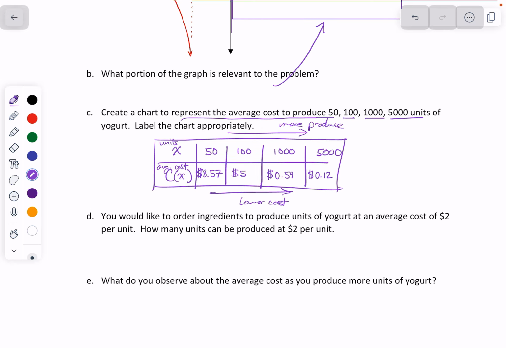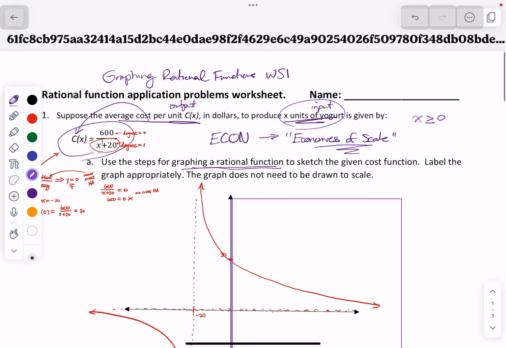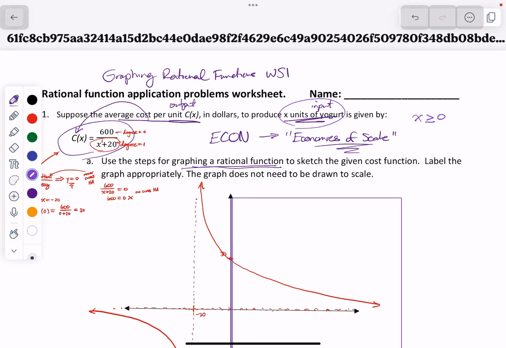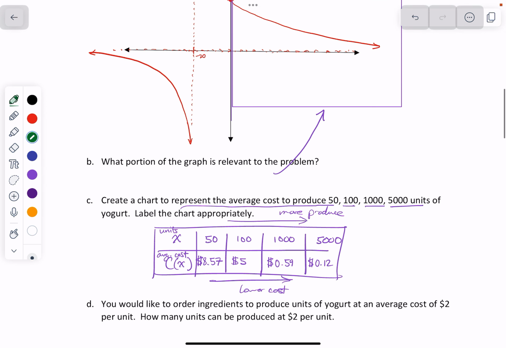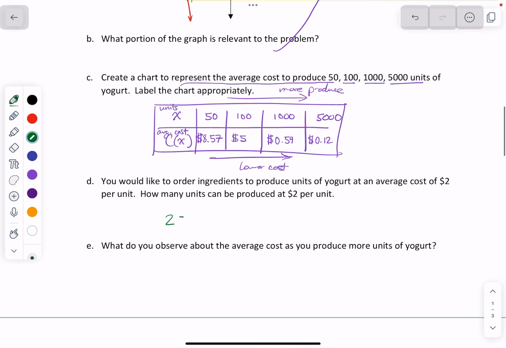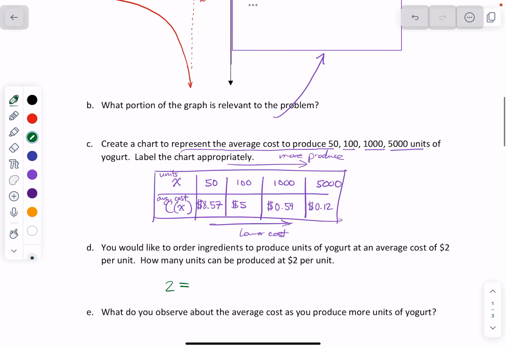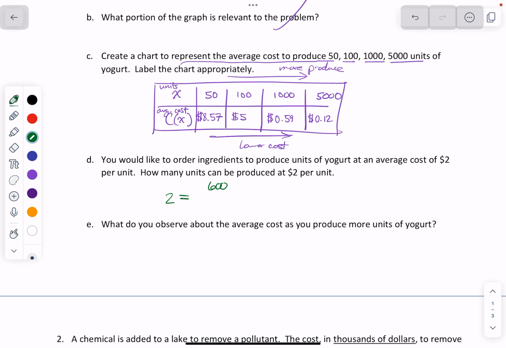You would like to order ingredients to produce units of yogurt at an average cost of $2 per unit. How many units can be produced at $2? So in this case, think of what the $2, is that the input or the output? The $2 would be the output, or in other words, this part. So what we would do is we would set our function equal to 2. So 2 equals 600 divided by x plus 20. We're setting our cost function equal to 2. We're going to solve for the units.